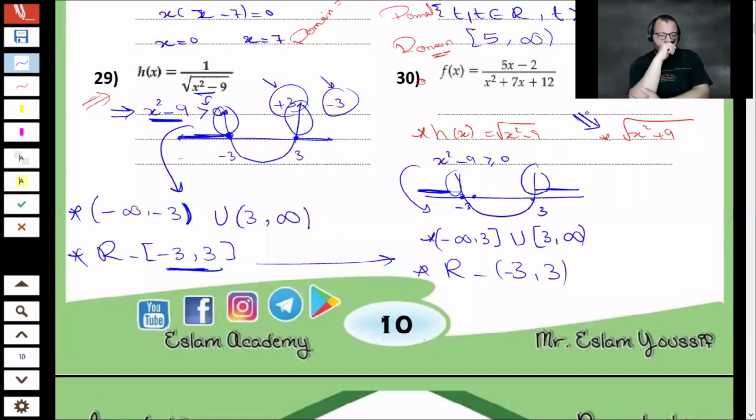So how can we solve this one? Number 30, we finished 30. R except negative 4 and negative 3. It's going to have irrational numbers. The answer is R.